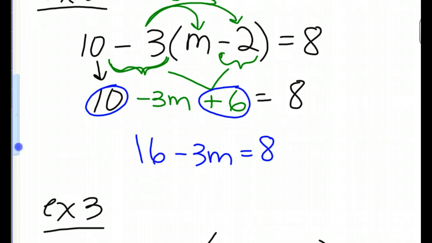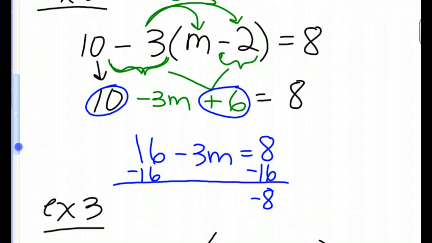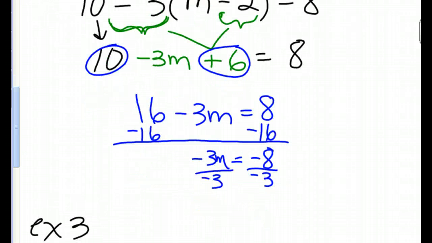So now we have a two-step equation. Once again, we minus 16 from both sides. 8 minus 16 is going to give us -8 equals -3m. We divide both sides by -3. And notice here how we get a 1, as always. So we have m over here. Now you might be thinking 8 over 3. Well, that might be wrong because it's not a whole number, but it's okay. We can have it be a fraction.